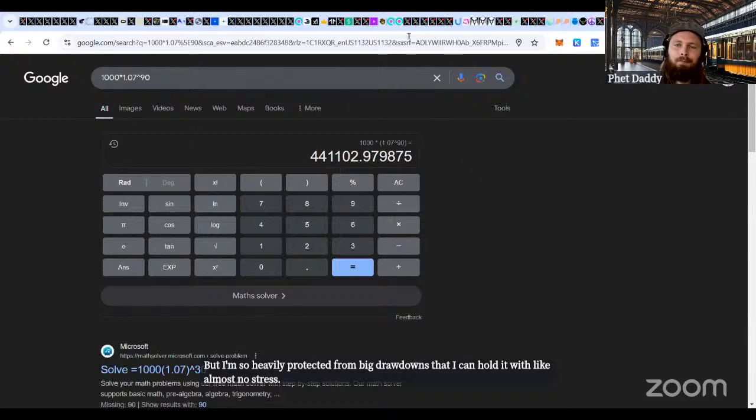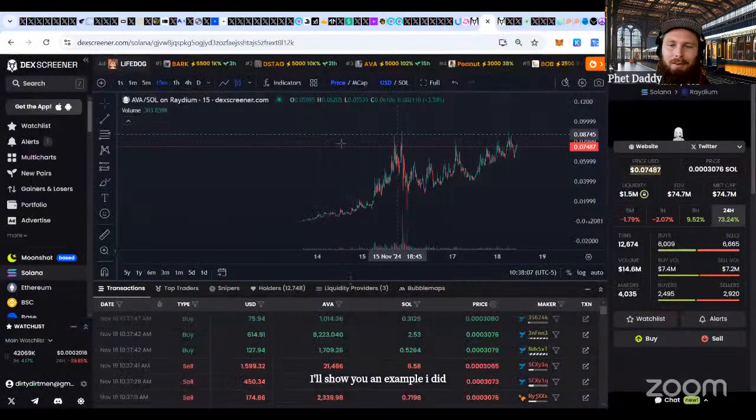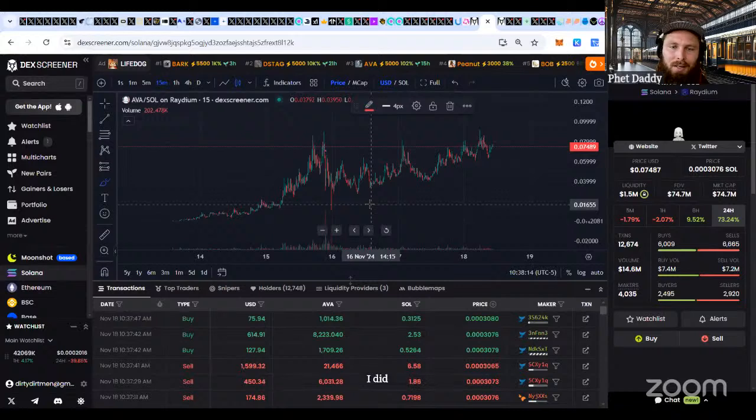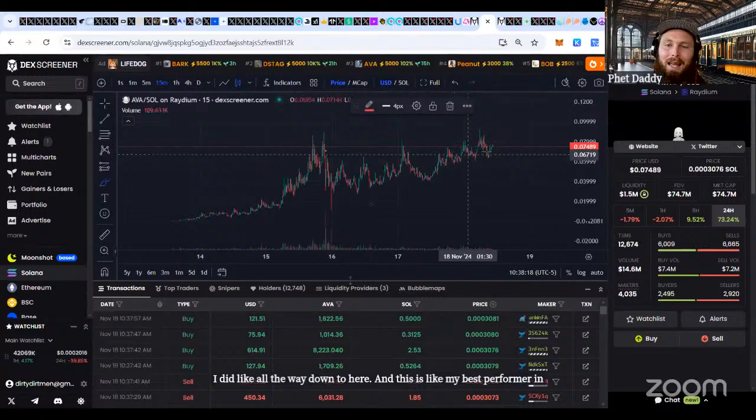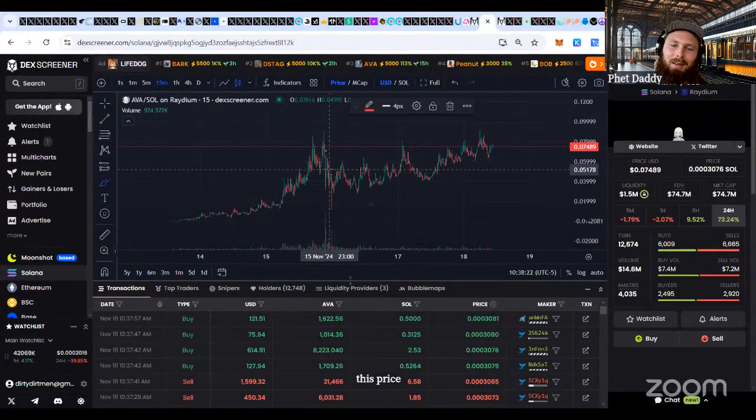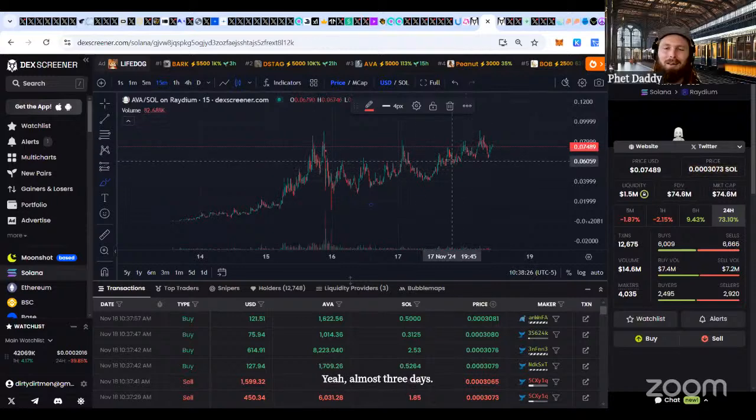I'll show you an example. I was LPing Ava, and this is one where I did a really wide range. I did all the way down to here. And this is my best performer in the last week, but I literally held it all the way throughout this price range. And so I got almost 3 days of fee generation at like 20 to 30% a day.